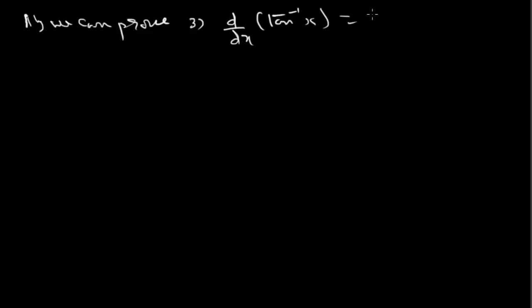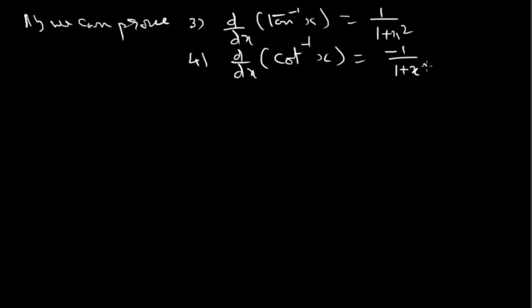Similarly, we can prove the third one, d by dx of tan inverse x is equal to 1 by 1 plus x squared. Number 4, d by dx of cot inverse x is equal to minus 1 by 1 plus x squared.